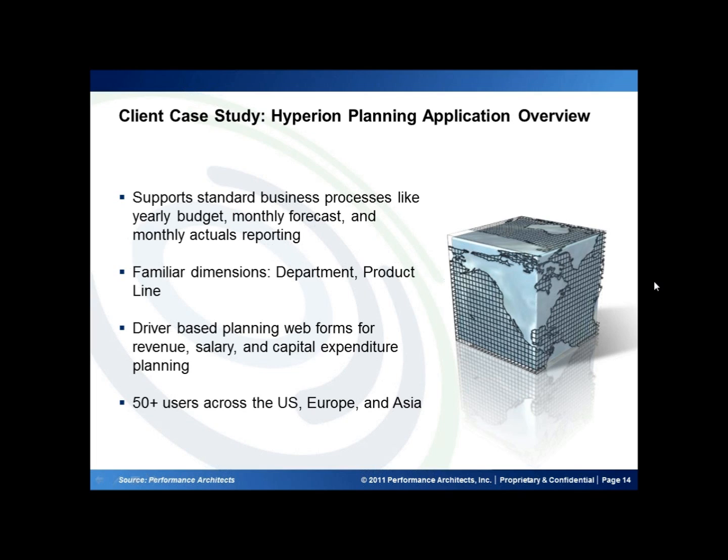Finally, they supply 50+ users with access to the application in a variety of locations from the US to Europe to Asia. This is a great example of the utility behind planning. Users are all accessing the same information and reporting from the same source. This central management helps to keep a global business in sync.